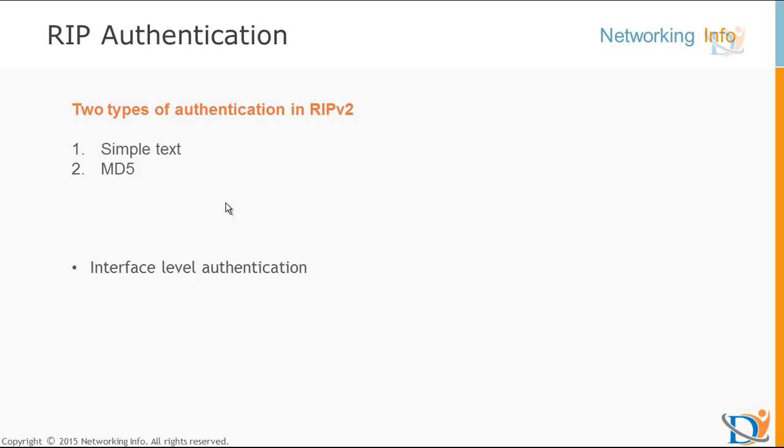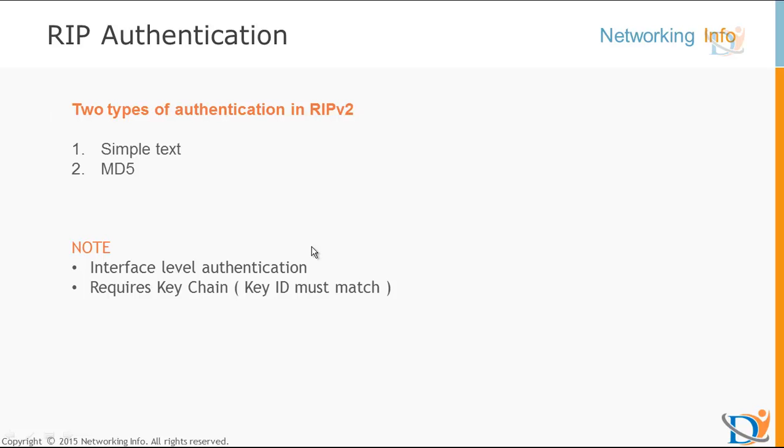MD5 is much more secure. Even where information is being captured between devices, they can't become a neighbor. They can see what information we have inside the network, but they can't become the neighbor of the device. That's why we use authentication mode MD5. This type of authentication mode we apply at the interface, so it is interface level authentication.